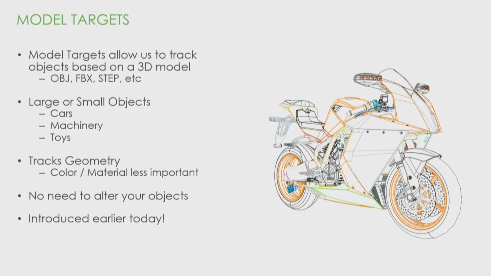So for those of you who were at the keynote, you know we introduced model targets today. This is hot off the presses. What that allows you to do is track 3D meshes and CAD models in the real world. So we can track large objects such as cars and machinery, and small objects like toys. What's really cool is that it tracks based on geometry, so we don't need any fiducial markers. The color or little details about what you're tracking matter less. So if something gets worn or rusted or a little bit dirty, we'll still be able to track it really accurately.